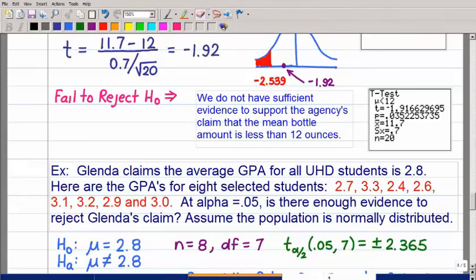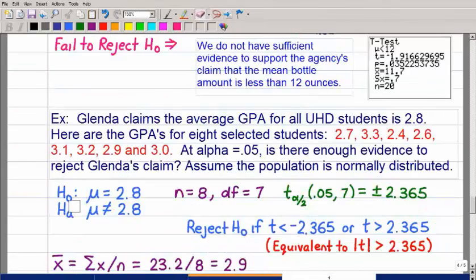But let's go ahead and set up our hypothesis statements. The claim is 2.8, so equal, not equal, straightforward, two-tail. n is 8, so degrees of freedom is 7.